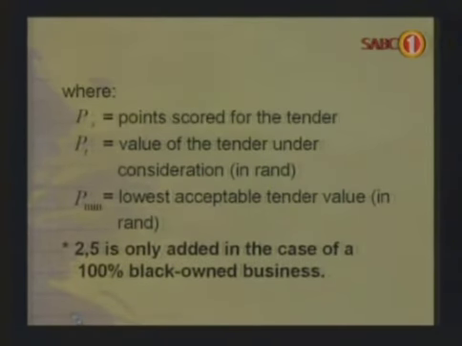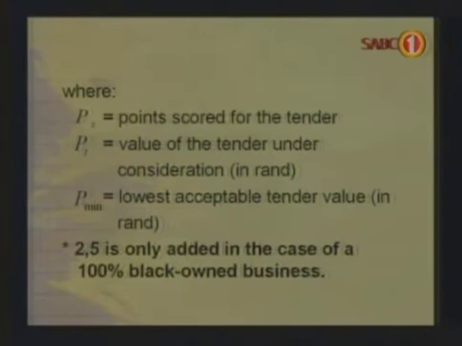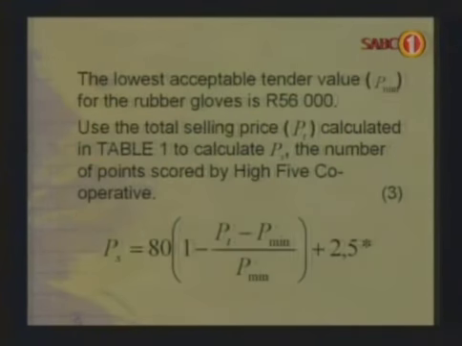Now, if they give you a formula, it can be anything. You've never seen this one before. Remember, it can change from paper to paper. They tell you that P of S is the points scored for the tender. P of T is the value of the tender under consideration, and it's in rands. P of min is the lowest acceptable tender value in rand. And then the 2,5 that was added at the end of that formula is only added in the case of a 100% black-owned business. The lowest acceptable tender value, P minimum, for the rubber gloves is 56,000.